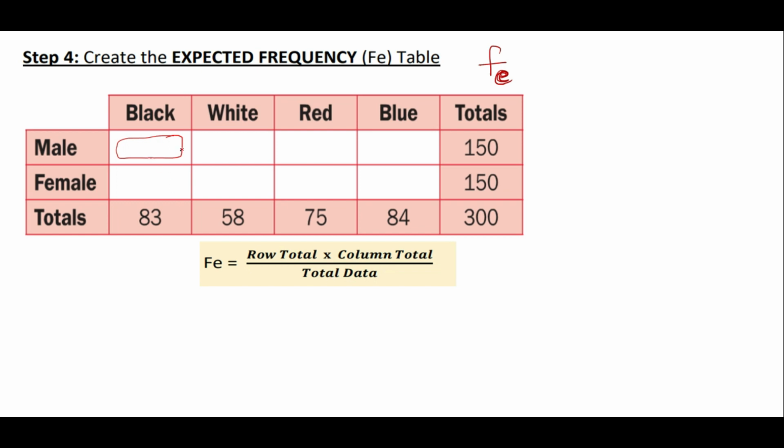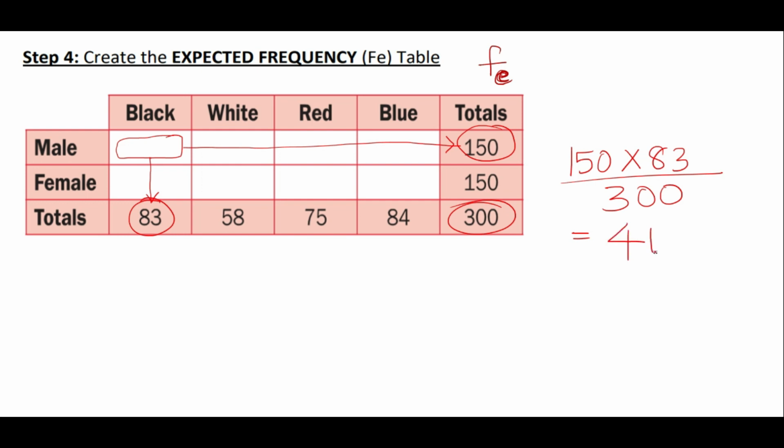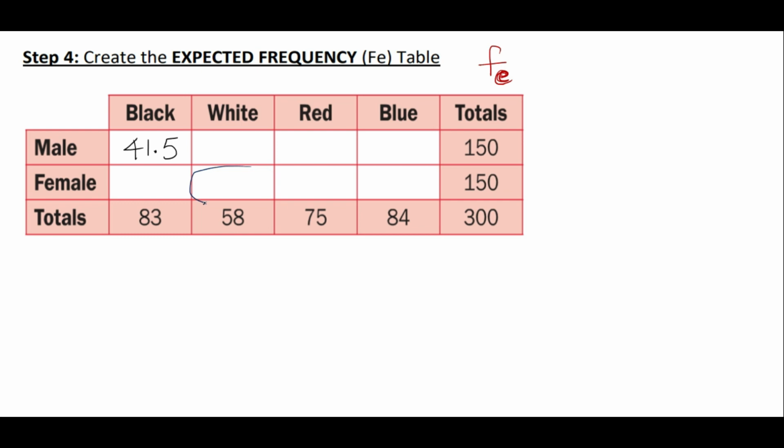Now for this cell, the row total is 150, and the column total is below, 83. So you're going to multiply the row total 150 times the column total, which is 83, divided by the total data, which is 300, and you get an answer which is going to be equal to 41.5. So 41.5 is the expected frequency for this particular cell, or this particular condition where you have male preferring black.